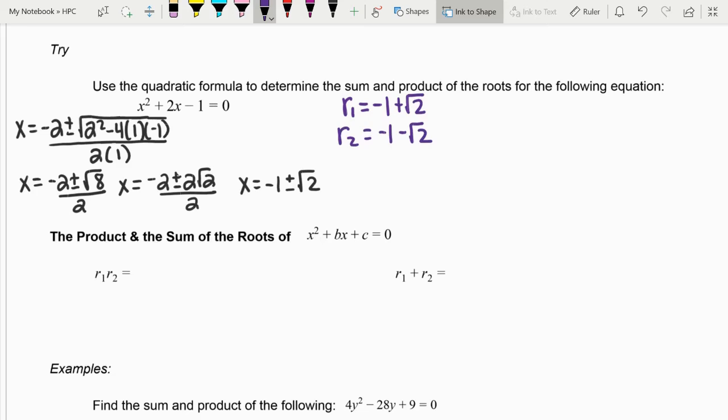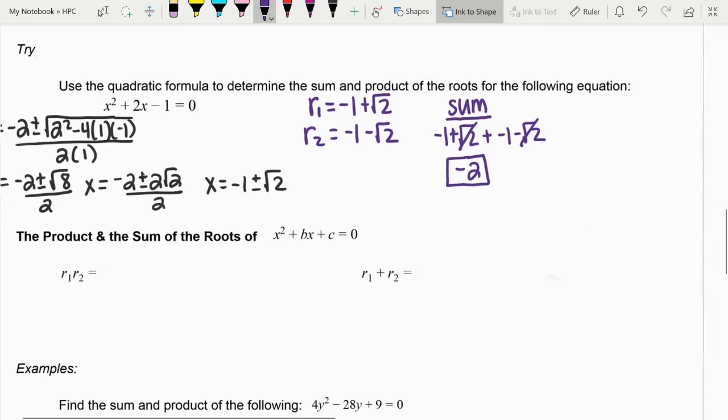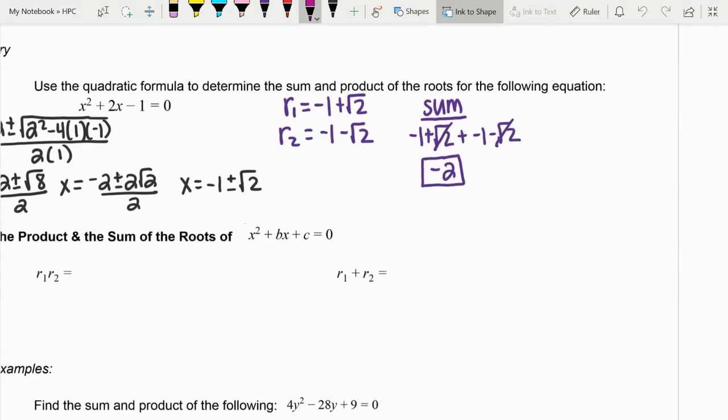Okay, so it's asking us to find the sum and the product of the roots. So the sum, I'm just going to add them up. So I have negative 1 plus the square root of 2 plus negative 1 minus the square root of 2. My square root of 2's cancel, so I end up with negative 2 as my sum. Okay, then we want the product.